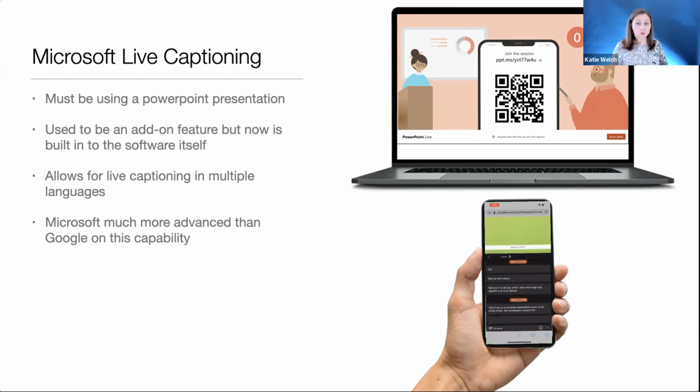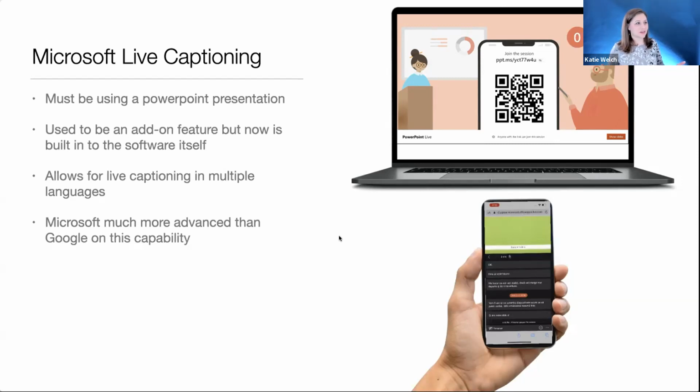being shared. What's really amazing is that Microsoft Live Captioning makes it to where if you are presenting, for example, a PowerPoint at a parent information night, every multilingual family in the room can watch that presentation and look at live captions as you're talking in their home language. This used to be like an add-on feature for PowerPoint, but within the past couple of years, they've made it to where it's built into the software. And it has many languages that you can get the live captioning in.